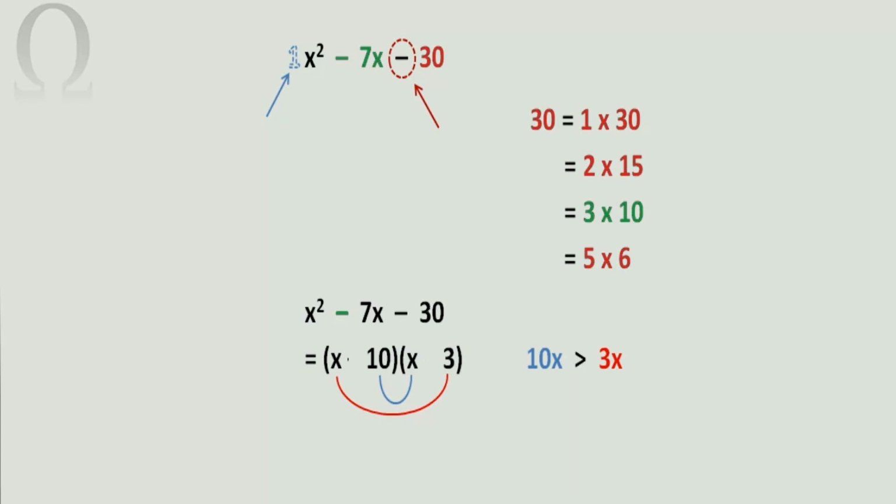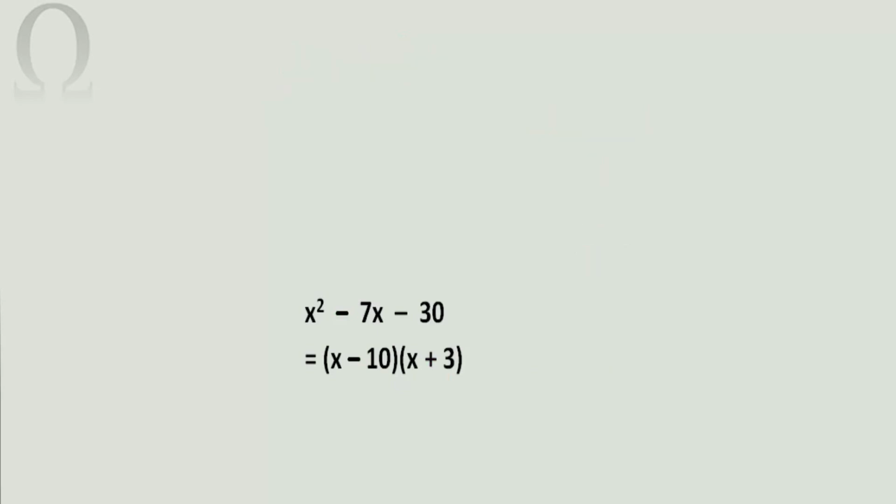Thus, a minus is placed in front of 10 in the brackets, and the other bracket will get the opposite sign, which is a plus. Thus, x squared minus 7x minus 30 factorizes as x minus 10 times x plus 3. Let's look at another example.